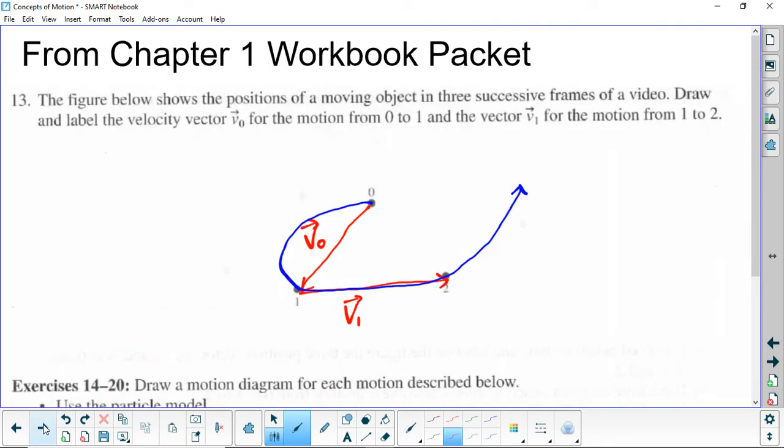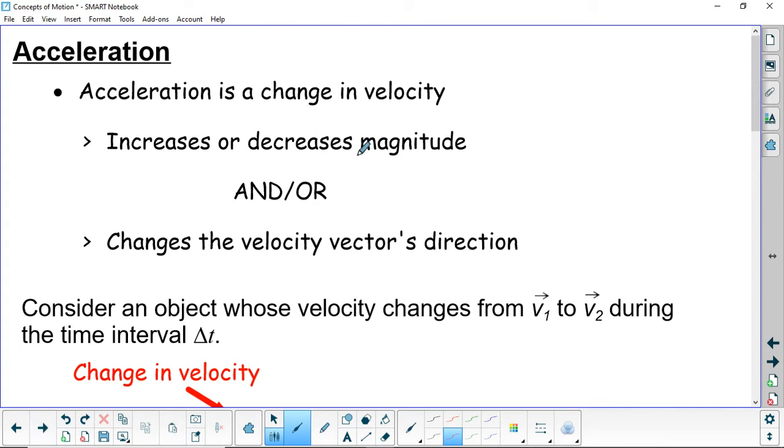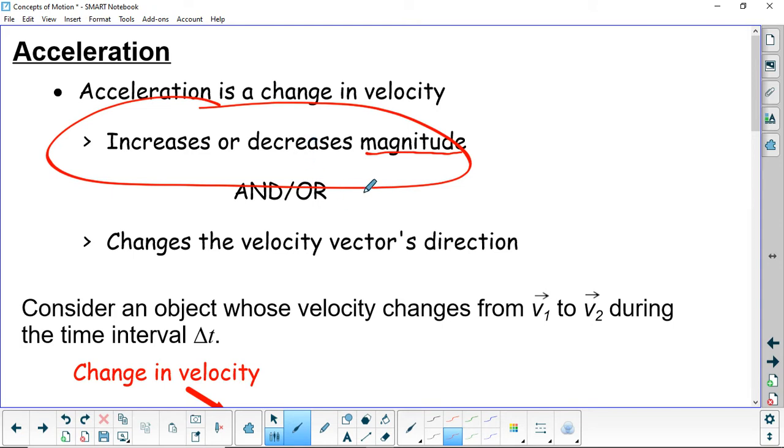There's two ways to change your velocity. You can increase or decrease the magnitude of it, and you should think of that like speeding up or slowing down. Or you could change the velocity's direction. And so that would be something like this. We're going to focus all of our energy on this first one, but I wanted to show you the second one here because we'll come back to it in chapter 4.